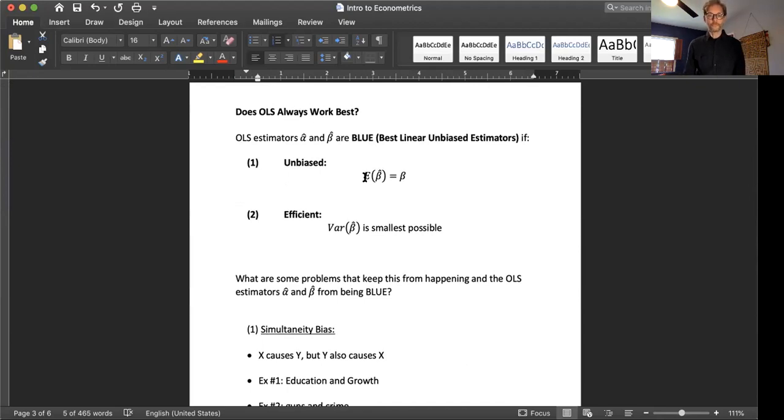In general, our estimates of alpha and beta, which we call alpha hat and beta hat once again, are BLUE, meaning the best linear unbiased estimators, if they have 2 properties. One is that they're unbiased, and unbiased means that on average they're right. It doesn't mean that there are no mistakes in our estimates. Sometimes they could be too high or too low, but they're not predictably wrong. On average, they are right. That's essentially what unbiased means.